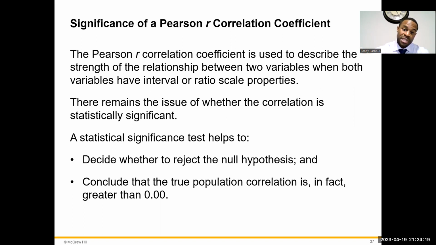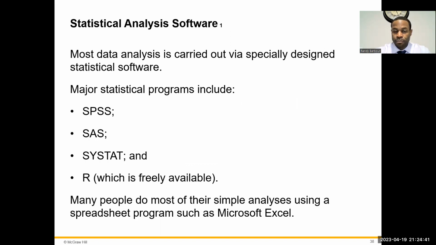So you decide whether to reject the null hypothesis, meaning that when you reject the null hypothesis, there is a relationship. When you fail to reject it, there is no relationship whatsoever, right? So you want to conclude that the true population correlation is in fact greater than 0, right? Meaning it's a significant population correlation, okay?